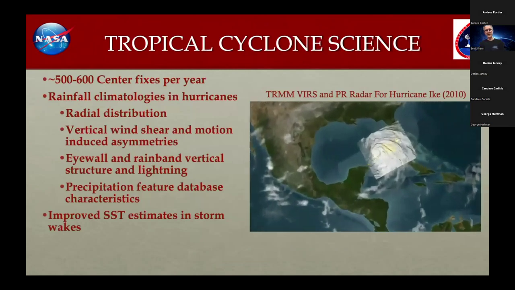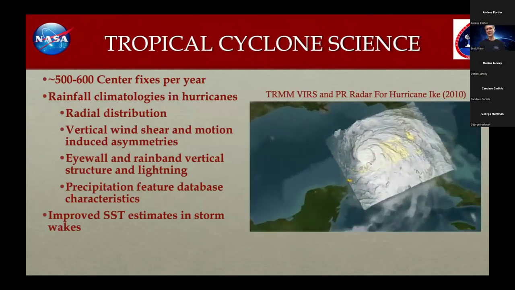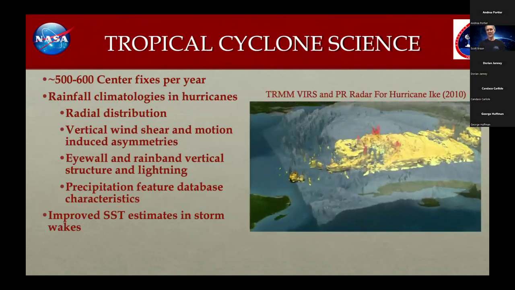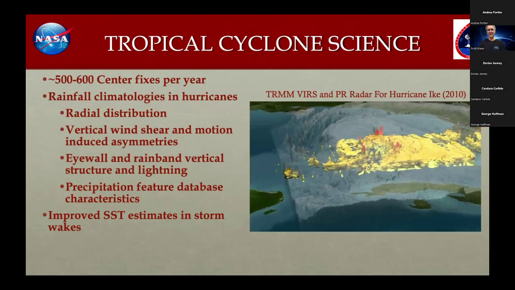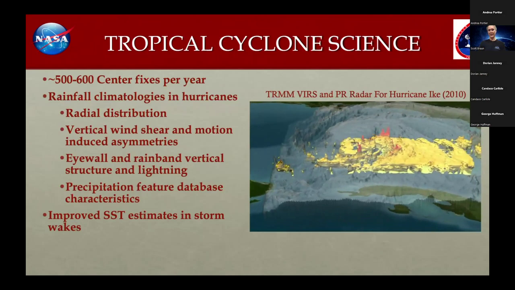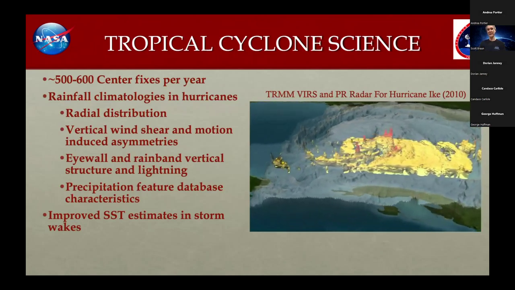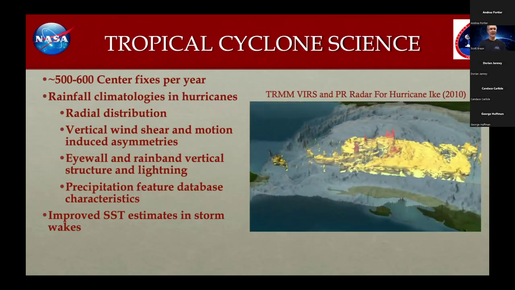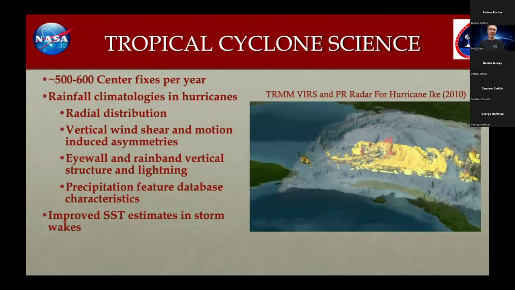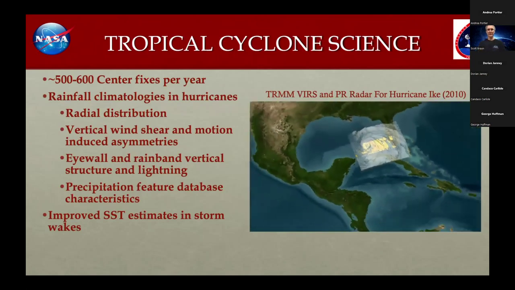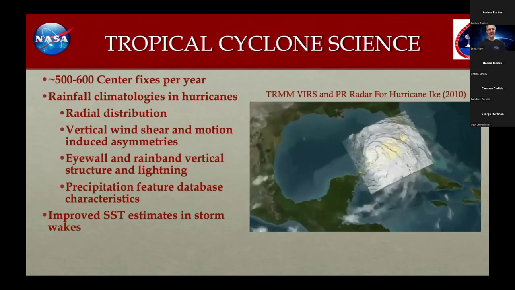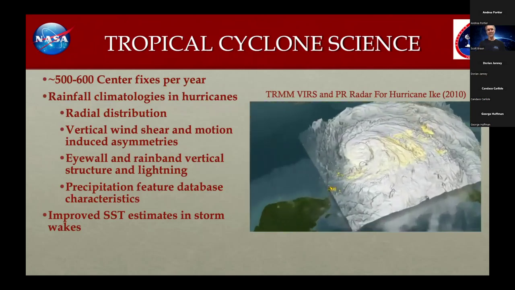And probably one of the biggest achievements of TRIM relates to tropical cyclone science. By having that 35-degree inclination, we were getting very frequent revisits of tropical systems compared to, say, a polar observatory that would only get 2 looks a day. We would often get 3, 4 looks a day. And the National Hurricane Center and other operational centers would use the TRIM data to identify the location of the center. So, we would generate about 500 to 600 center fixes each year.